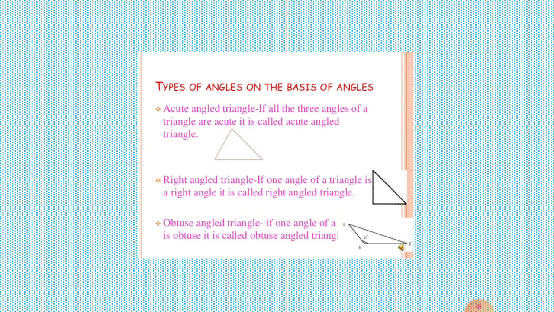Types of triangles on the basis of angles. Acute angle triangle, if all the three angles of a triangle are acute angles. Right angle triangle, if one angle of a triangle is a right angle, it is called a right angle triangle. Obtuse angle triangle, if one angle of a triangle is obtuse, it is called an obtuse angle triangle.